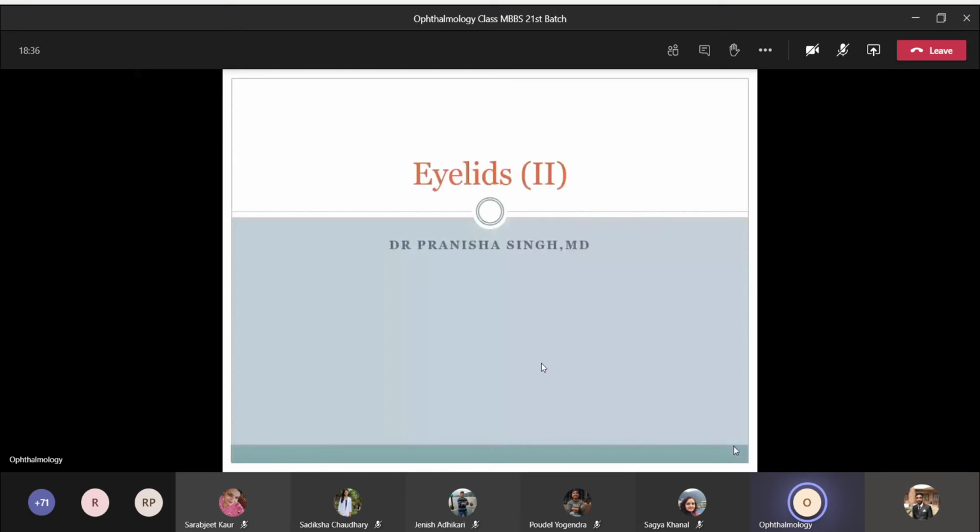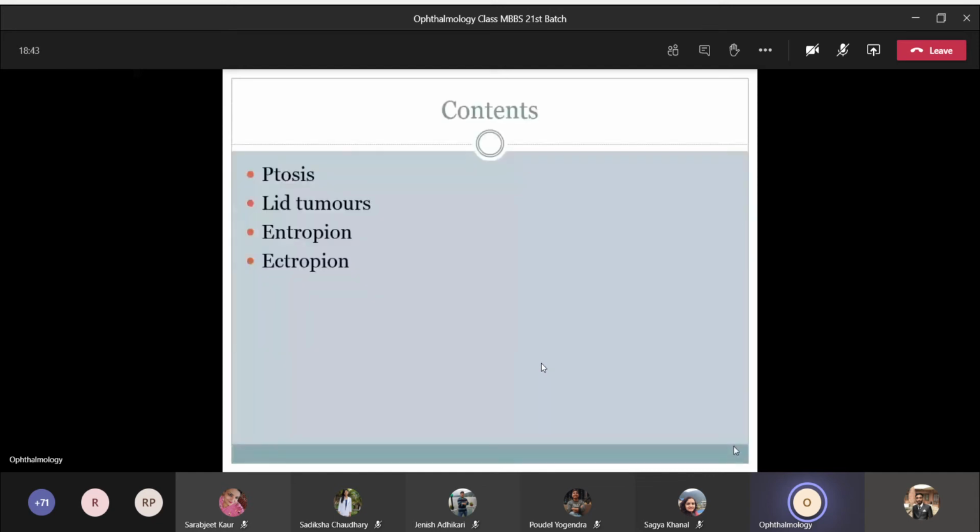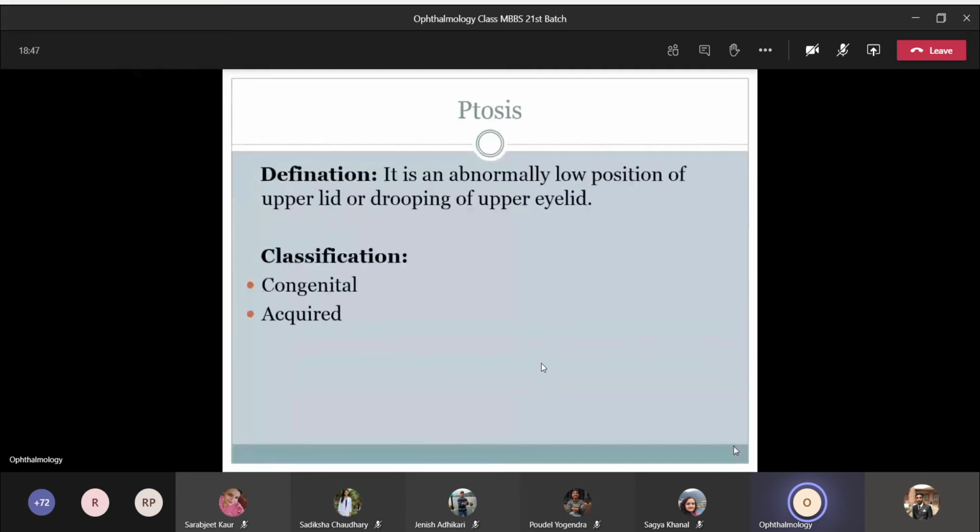Okay. So today we'll be discussing ptosis, lid tumors, entropion, and ectropion. Starting with ptosis, it is an abnormally low position of the upper eyelid, or drooping of the upper lid. Yesterday I told you that normally the upper eyelid covers about 2 mm of the cornea. So if it covers more than 2 mm of the cornea, then that is drooping of the upper eyelid, which is known as ptosis. It can be congenital or acquired.